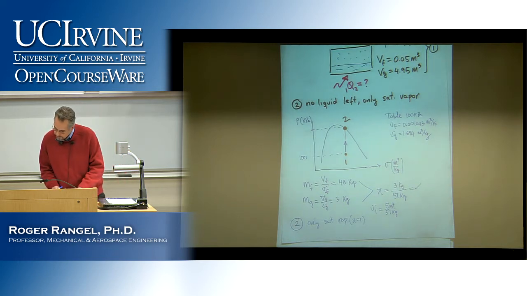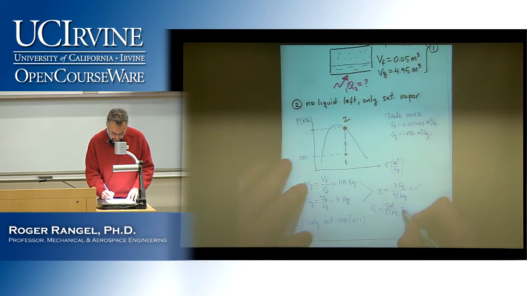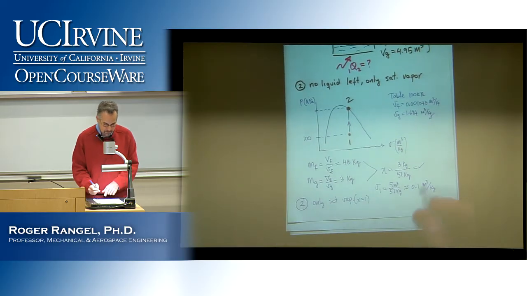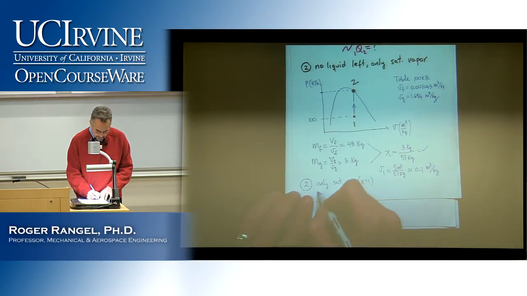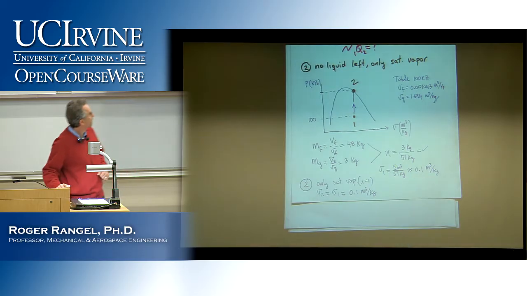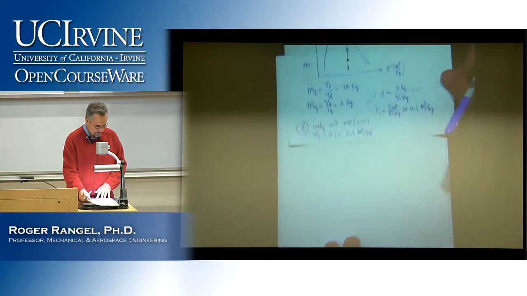So that is about 0.1. Let me see. Yeah, let's round it to 0.1, to make our life easier. So this is about 0.1 cubic meters per kilogram. That's of course v2. So state 2, I know that is only saturated vapor, and it has the same specific volume, and therefore is 0.1 cubic meters per kilogram. So I have 2 properties for state 2.